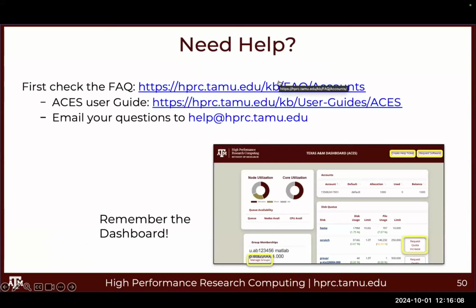If you still need help, you can check our FAQ page. And also we have the ACES user guide, and that has some user guide on Graphcore IPUs, or you can email questions directly to our help desk email. We have a lot of student workers who watch the email, and they will forward the email to us, and then we can help you from there as well.